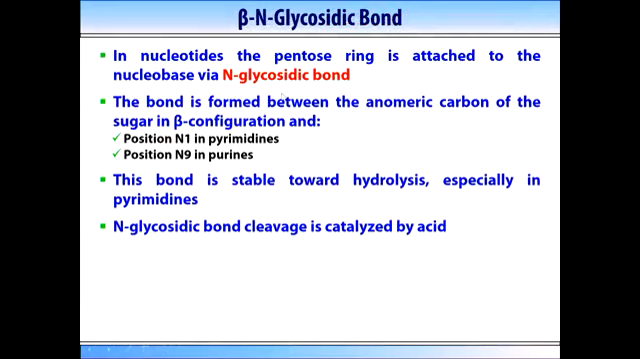This N-glycosidic bond, unlike the O-glycosidic bond, is much more stable toward hydrolysis. It may not be so important for the nucleotides themselves, but it's critical for the nucleic acids, right? They store our genetic information. If the nucleobases were falling off easily, it would be very hard, if possible at all, to maintain it.